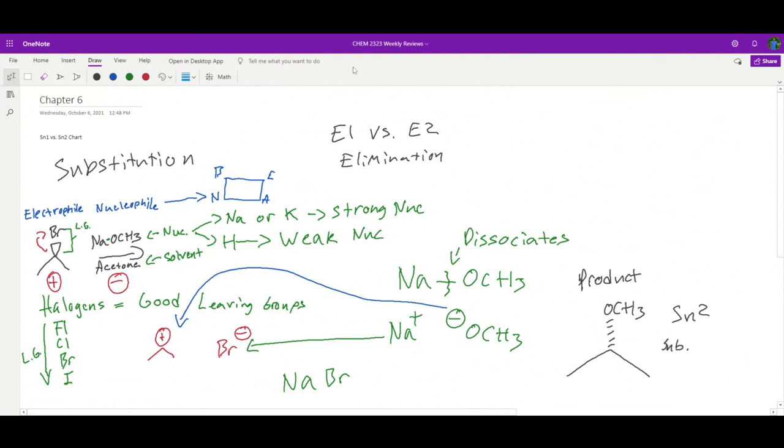All right, so next week we'll review SN1, SN2, and we'll talk about E1 and E2. And I have a chart for all of these. And I'll talk about nucleophile and solvents and all that again. I kind of already mentioned nucleophiles, so hopefully that makes sense. If not, please ask me questions.